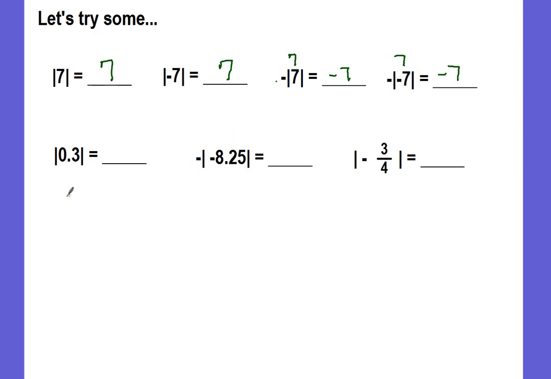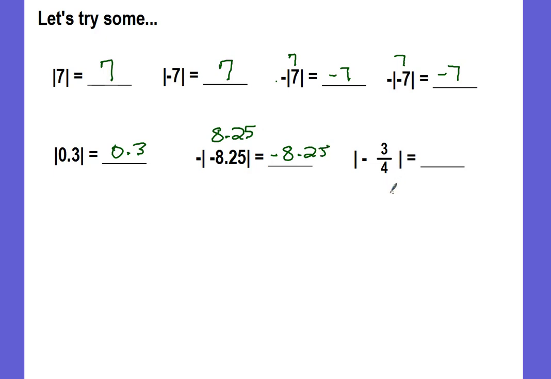And the same holds true for absolute values of decimals and fractions. The absolute value of 3/10 is 3/10. The opposite of the absolute value of a negative 8 and 25/100. All right, we're going to have to break this down. First, find the absolute value of negative 8 and 25/100. Absolute value is always positive. And then find the opposite of that, and you would get a negative 8 and 25/100.